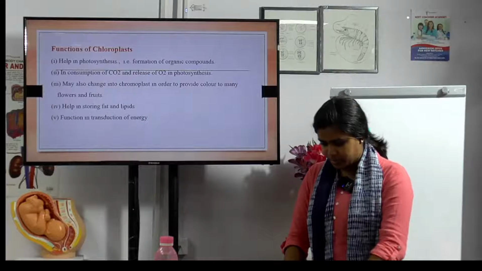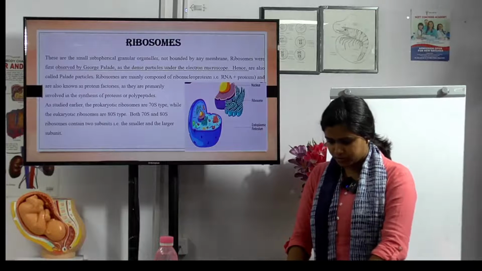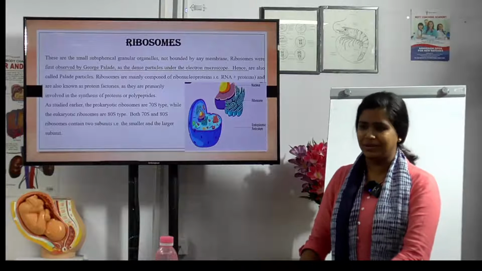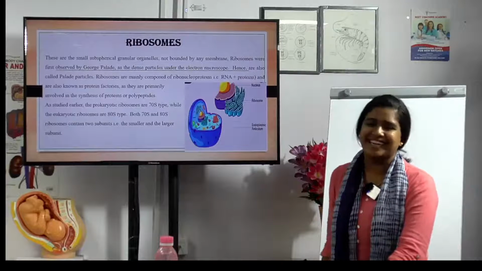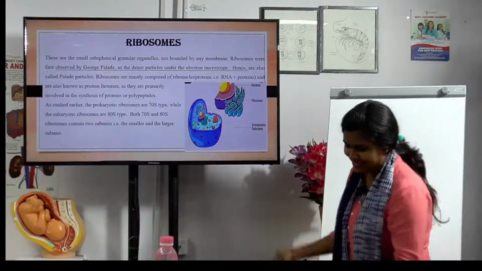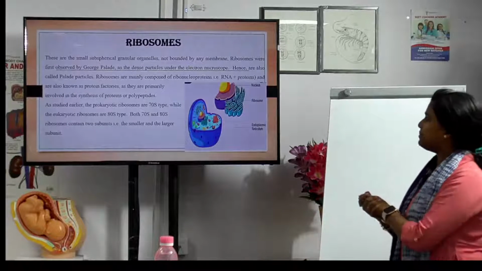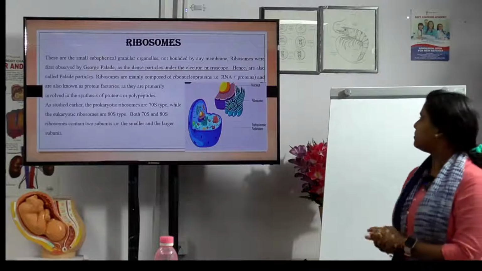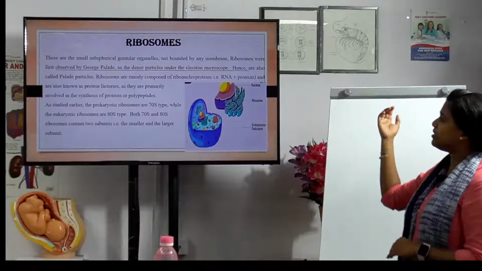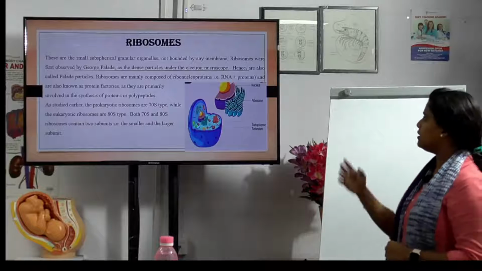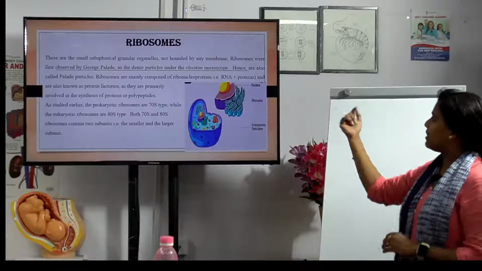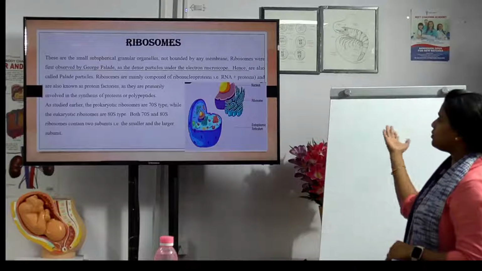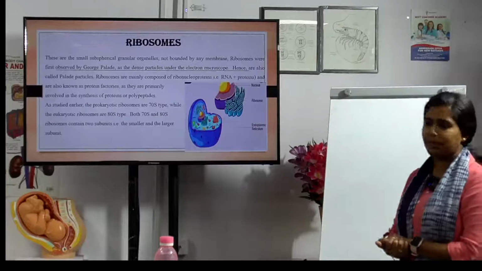Okay, next what we gonna see is ribosomes. Ribosomes munnadi paathame. Okay, correct. Okay, ribosomes. These are small subspherical granular organelles, and they are not bound to any membrane. The ribosomes were first observed by who? George Palade, as the dense particles under the electron microscope, and hence they were also called Palade particles.